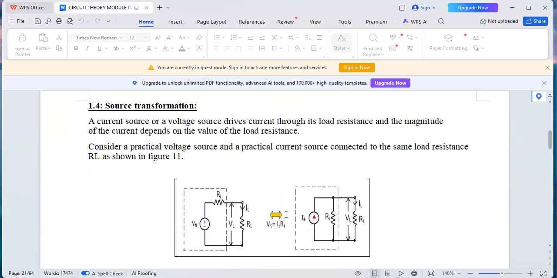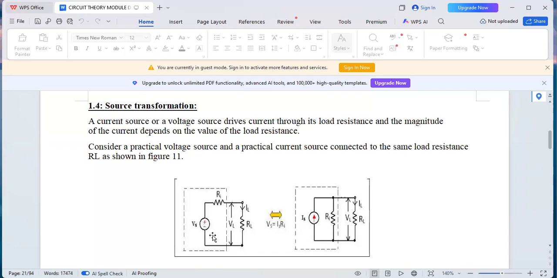So source transformation. A current source or a voltage source drives current through its load resistance, and the magnitude of the current depends on the value of the load. I think I said this the last time. Consider a practical voltage source and a practical current source connected to the same load resistance. Load resistance is the connected appliance, something that will utilize the energy. So I think we said this already.